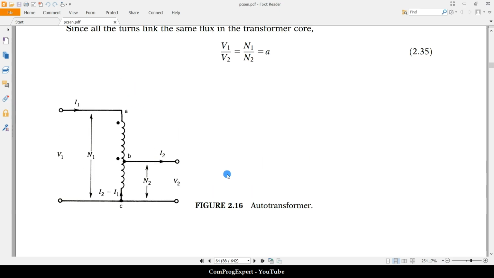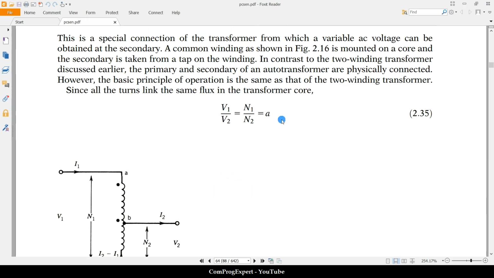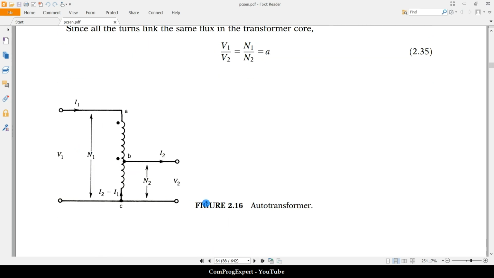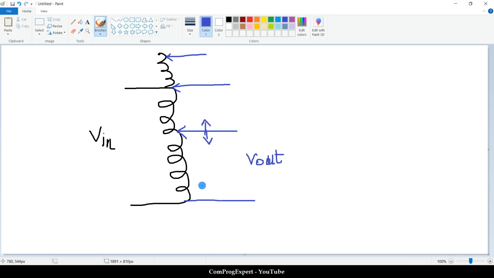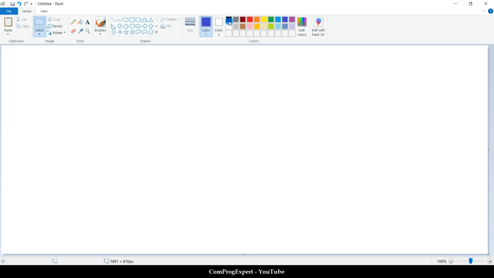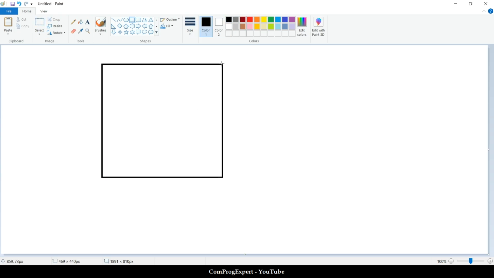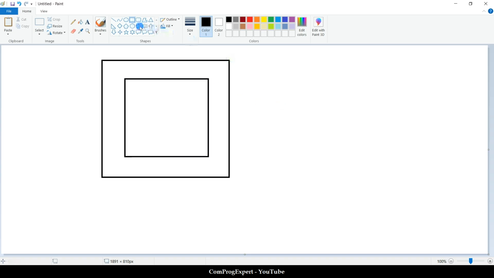So how can we derive these equations, the ratio of the voltage and currents? Consider this structure. Suppose we have this core, just like a single phase transformer, and suppose we have this coil with a number of turns. We have just a single coil.